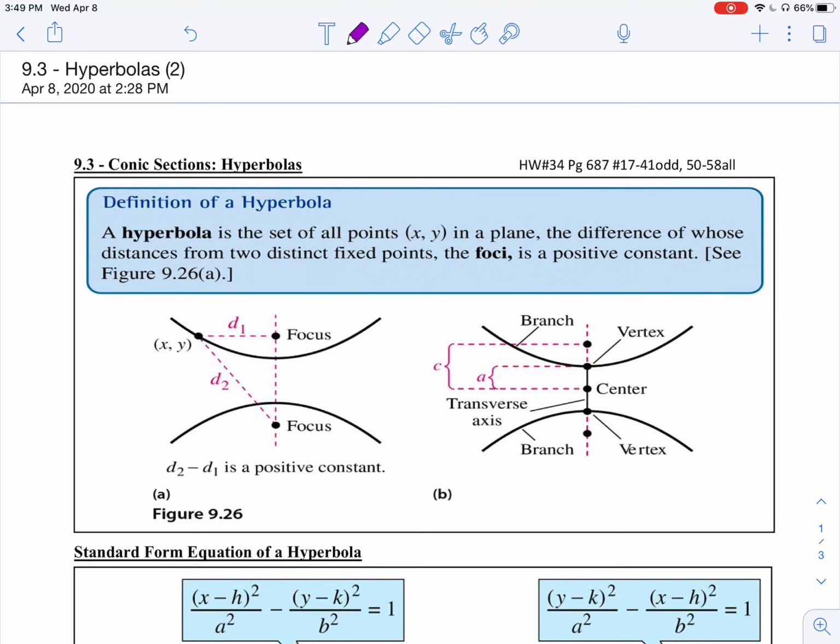A hyperbola is a set of all points in a plane where the difference of the distances from two fixed points, the foci, is a positive constant. And that sounds really complicated when I say it out loud like that, but let's break it down. It's really not that bad.